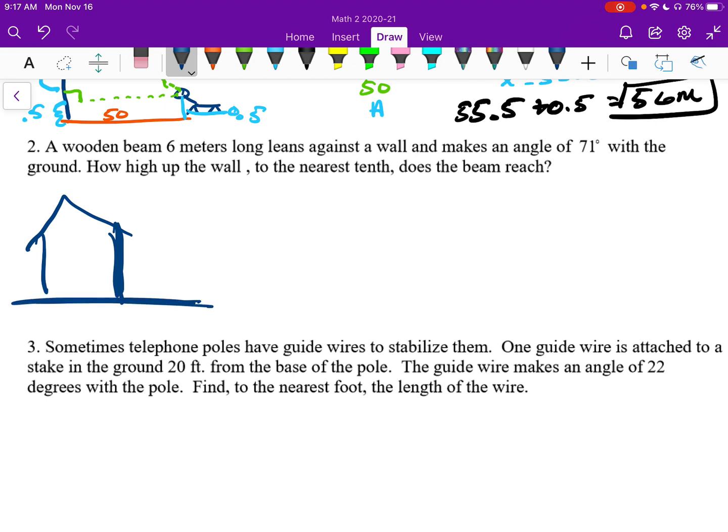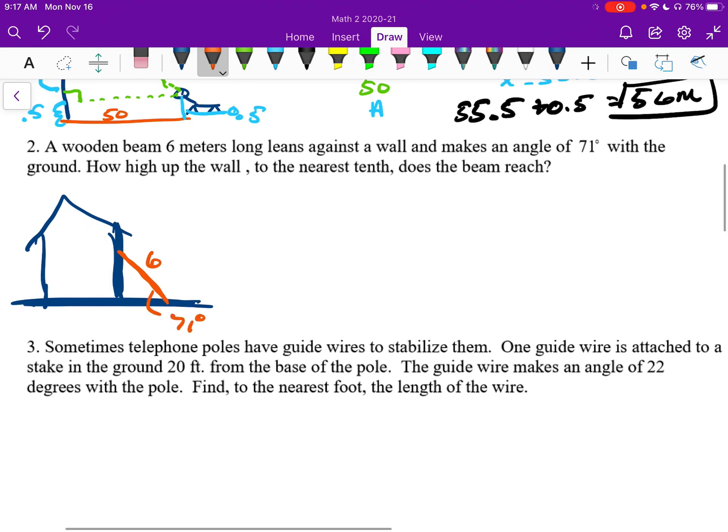Let me draw the ground too. The wooden beam leans up against the wall. It is 6 meters long and makes an angle of 71 degrees with the ground. So here is 71 degrees. How high up the wall to the nearest tenth does the beam reach? So we want to find how high up the wall there.